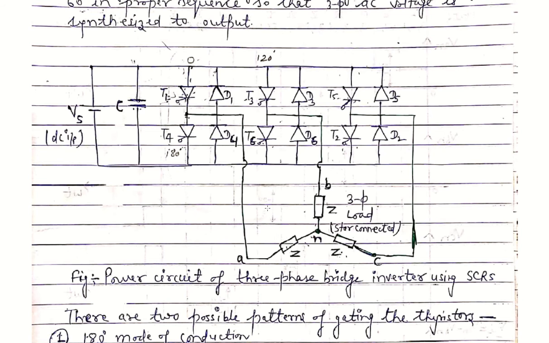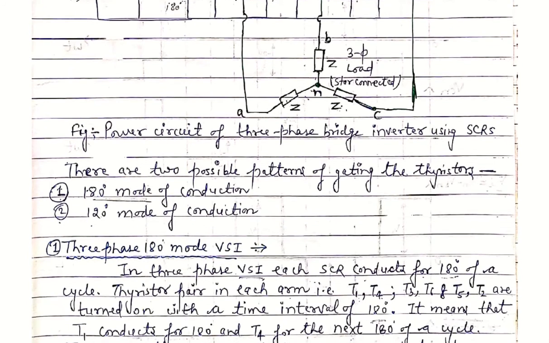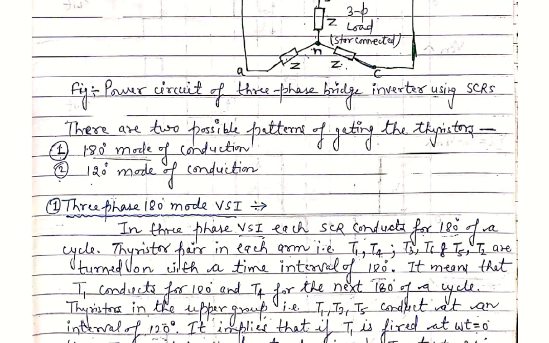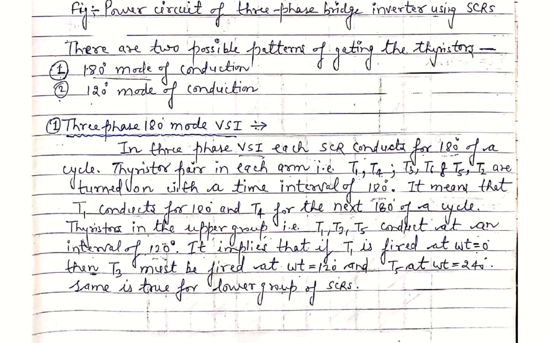To obtain the AC output voltage at the load side, we will fire these thyristors. So how can we fire these SCRs? By using two modes, named the 180 degree mode of conduction and the 120 degree mode of conduction. First of all, we will study the 180 degree mode of conduction in this voltage source inverter.